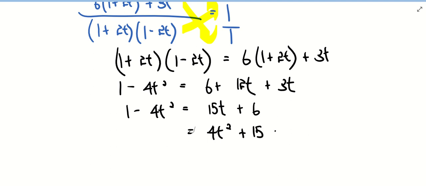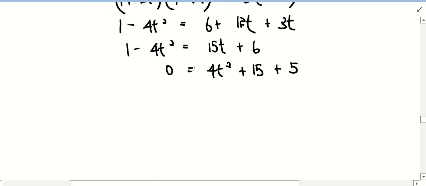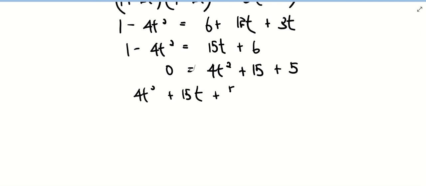Then 6 minus 1 will give us a 5. Can I do it this way? But if you don't want to write this way, because it looks ugly, of course, you can straight away write this way as well. And then you can omit this step. After that, it's back to quadratic formula.